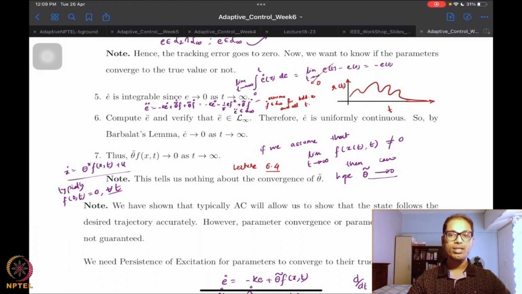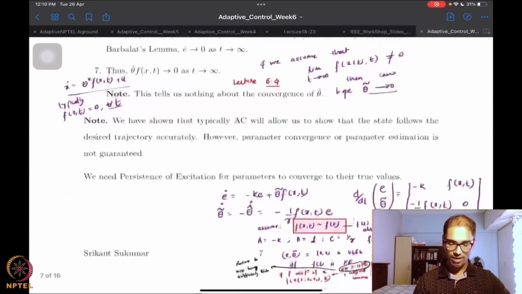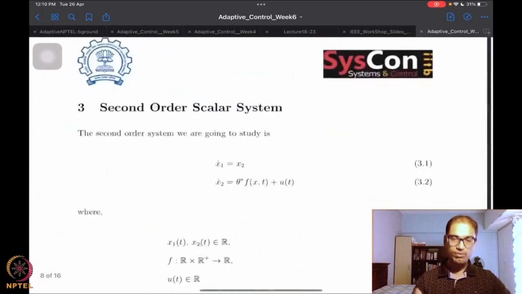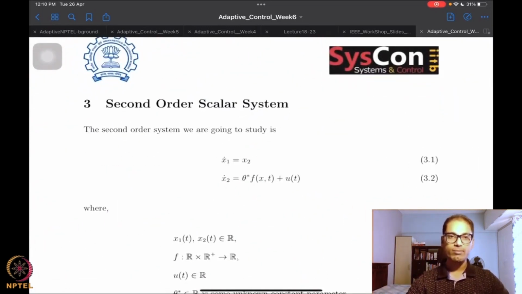For this, we said that there is a requirement for a persistence of excitation condition. This is what we had looked at in the week preceding this, and we used a little bit of that theory in order to claim parameter convergence for certain special case scenarios. So this was what we had for the first order system.